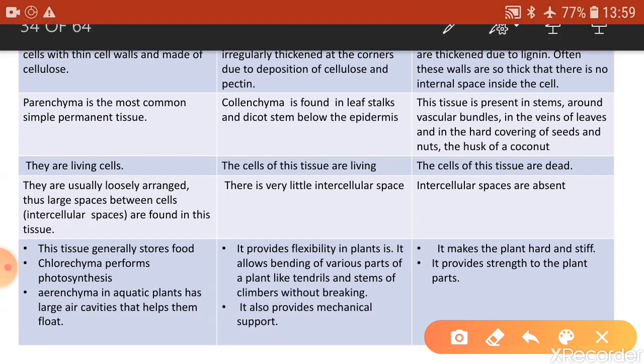Now parenchyma is a living tissue. The collenchyma is a living tissue, whereas sclerenchyma is made up of dead cells, so it's a dead tissue. The next important difference is that intercellular spaces in parenchyma are present because the cells are loosely packed. In collenchyma, the intercellular spaces are little because the corners are thickened with lignin and cellulose deposition, whereas in sclerenchyma, the intercellular spaces are absent.